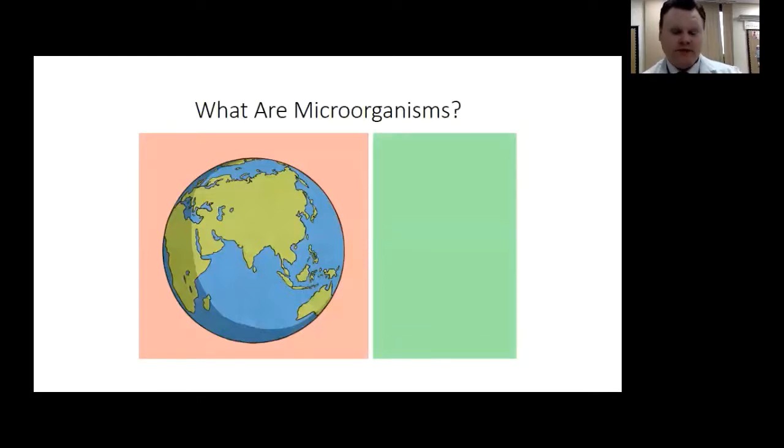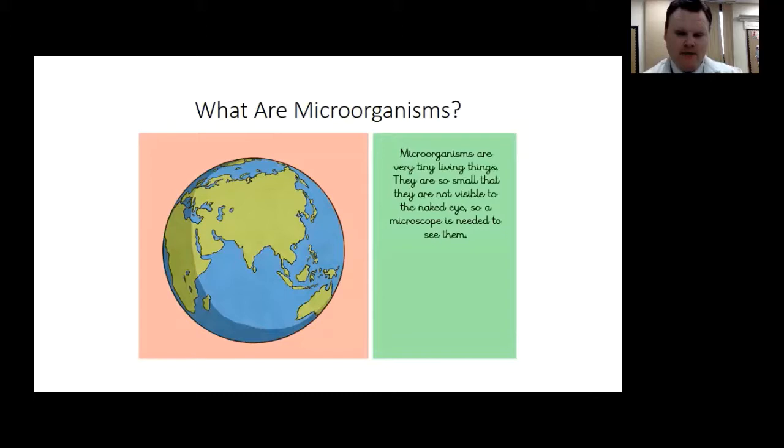What are microorganisms first? Well, the key is in the first part of the word, micro. Microorganisms are very tiny living things. They're so small that they are not visible to the naked eye. You can't actually see them unless you have a special piece of equipment called a microscope.